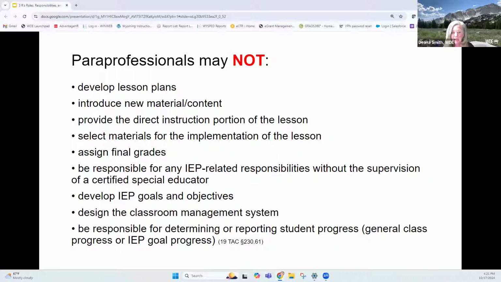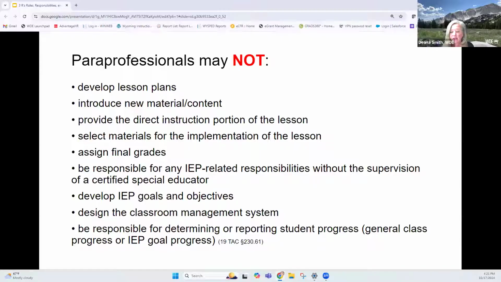What you may not do, and I'm not trying to say do not ever do this, but truly do not do this, because sometimes I've heard from paras, well, teachers put other responsibilities on us and they're having us do this.